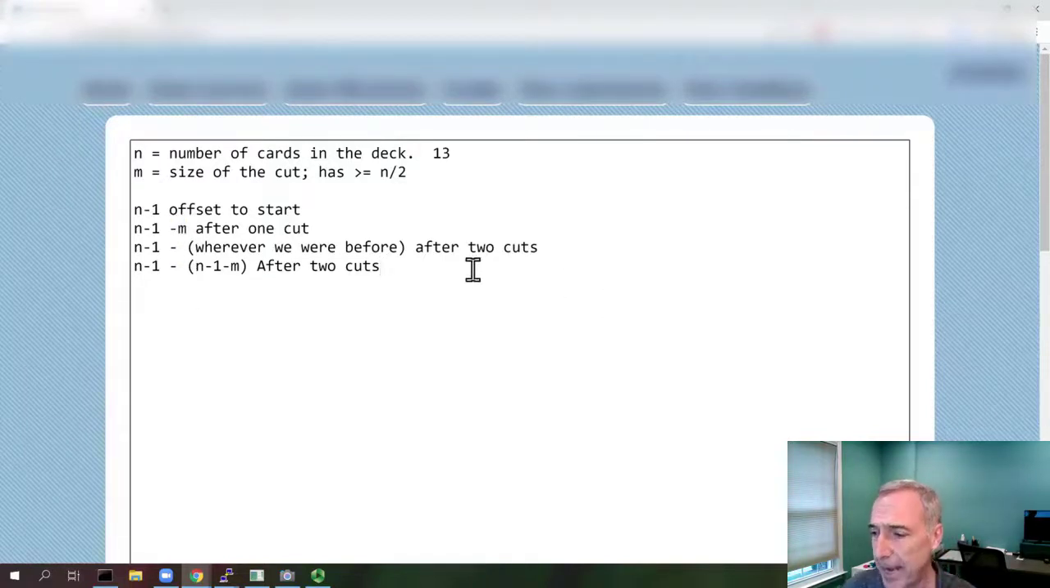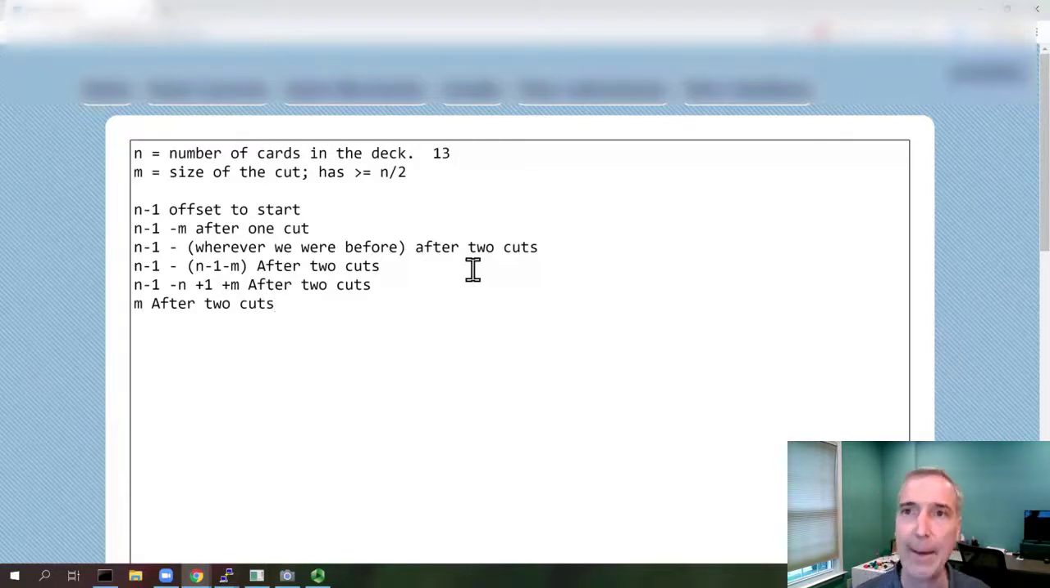Well, let's do some math, and we'll get rid of that minus sign in the parenthesis. So now we have n minus 1 minus n plus 1 plus m after 2 cuts. Now that's a little hard to read. Let's get rid of the n and the 1. And so now the n minus 1 and the minus n plus 1 will cancel, and after 2 cuts, the card of choice is at offset m.